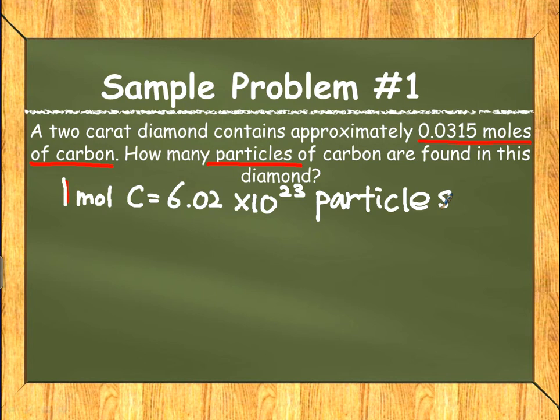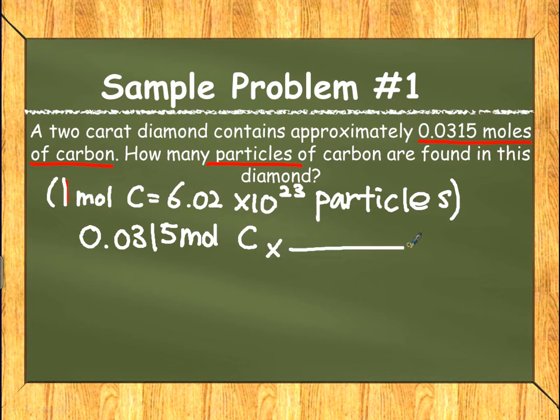So an easy way to set this up is that we're always going to start with what's given to me. I am given 0.0315 moles of carbon, right? Set up the ratio. You have to cancel this out to get the particle unit. Remember, this top part is a conversion factor. If we put this in a more manageable form, like a fraction, what is it going to have on the top?